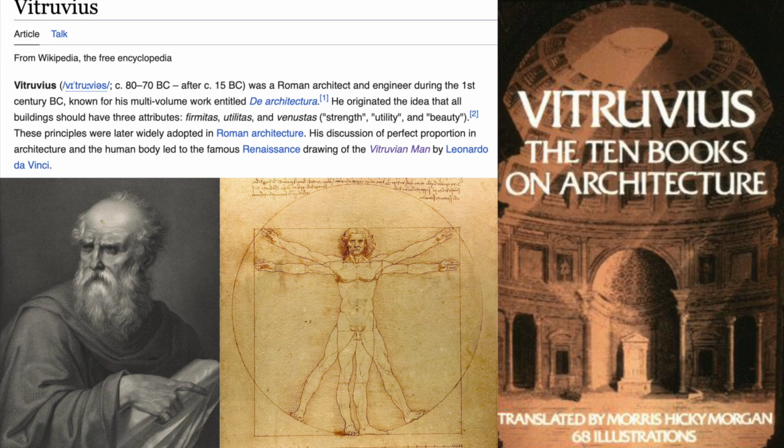Vitruvius was a Roman architect and engineer during the 1st century BC, known for his multi-volume work entitled De Architectura. His discussion of perfect proportion in architecture and the human body led to the famous Renaissance drawing of the Vitruvian Man by Leonardo da Vinci.